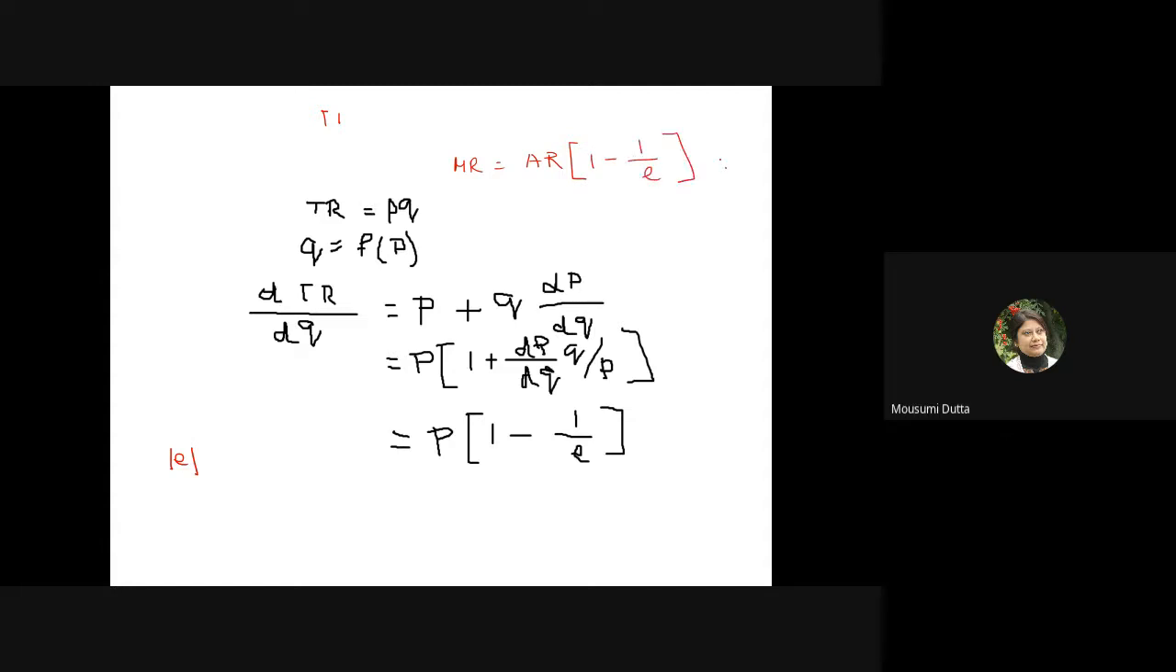This is the context, okay? Now, if price elasticity of demand is tending towards infinity, what will happen? Ma'am, 1 by E will tend towards 0. Marginal revenue is equal to 1 by E will tend towards 0. Yes, Ma'am, MR is equal to AR.